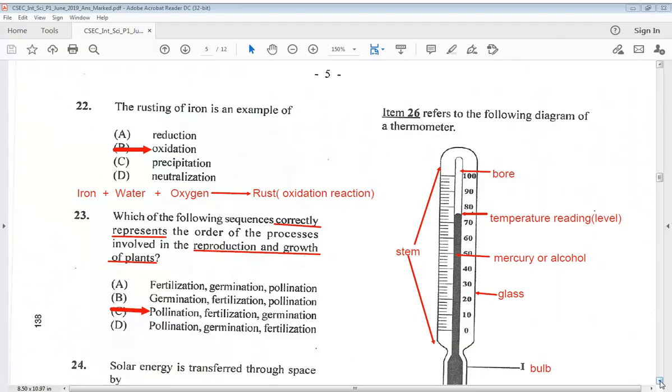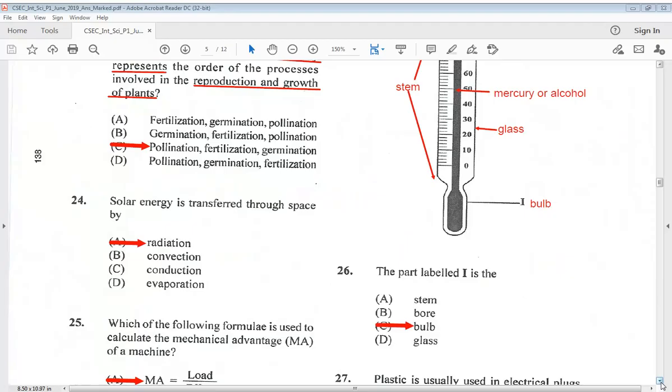23. Which of the following sequences correctly represents the order of the processes involved in the reproduction and growth of plants? The correct answer is C. pollination, fertilization, then germination.